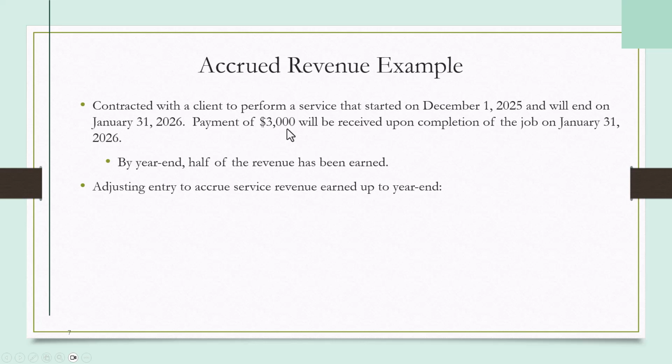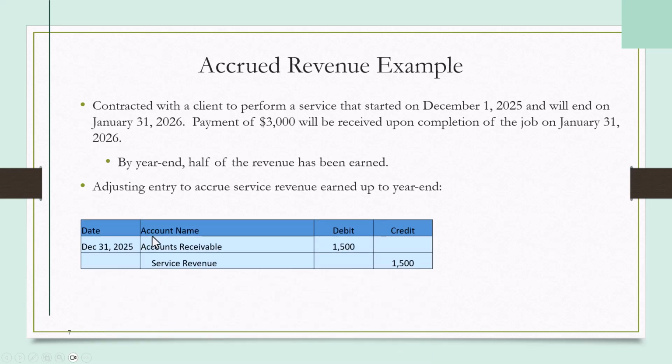Half of 3,000 would be 1,500. So in other words, they're going to record $1,500 of revenue. They haven't received it yet, so it's not cash. It's going to be a receivable. So this is what the actual entry would look like. It would be a debit to add to accounts receivable to show that the customer owes $1,500 based on what they've completed so far. And then they would credit revenue to show that they've earned $1,500 of revenue so far. And this entry would be done on December 31st, 2025.